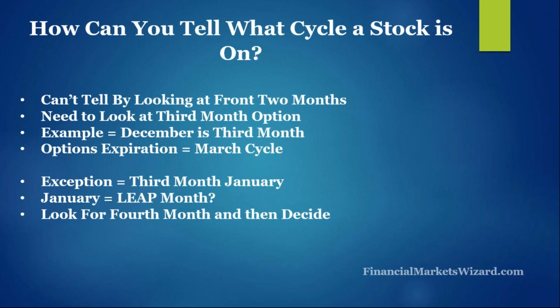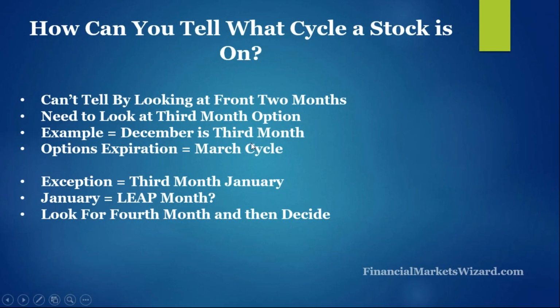When August expires, those stocks which do not have October will have October added, because September will be the current month, and October will be the subsequent month. So you cannot tell which cycle by looking at the current month and the subsequent month. You have to go beyond the second month. You have to look at the third month.